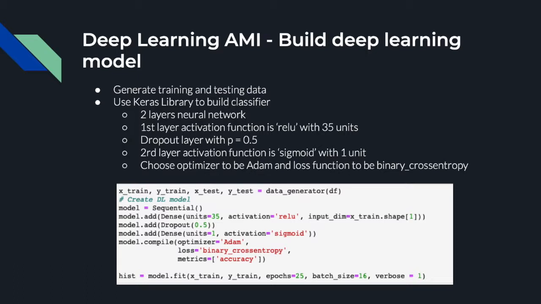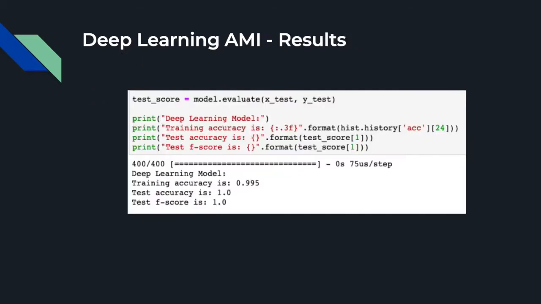So here we have a 2 layers neural network. The first layer activation function is ReLU with 35 units. Set the dropout layer with p equals 0.5. And second layer activation function is sigmoid with 1 unit. Choose optimizer to be Adam and loss function to be binary cross entropy. Now here's the result we get.